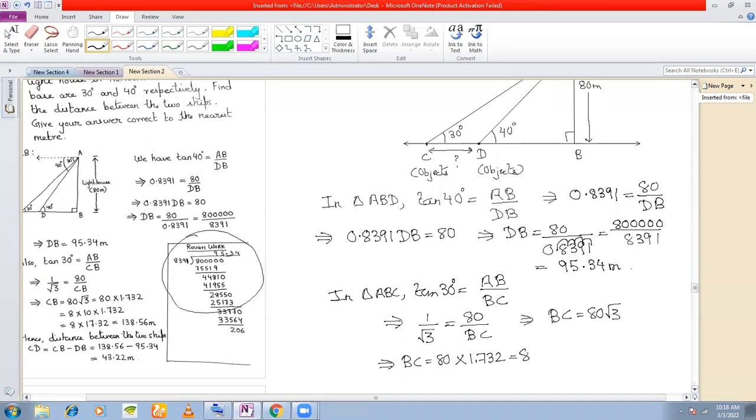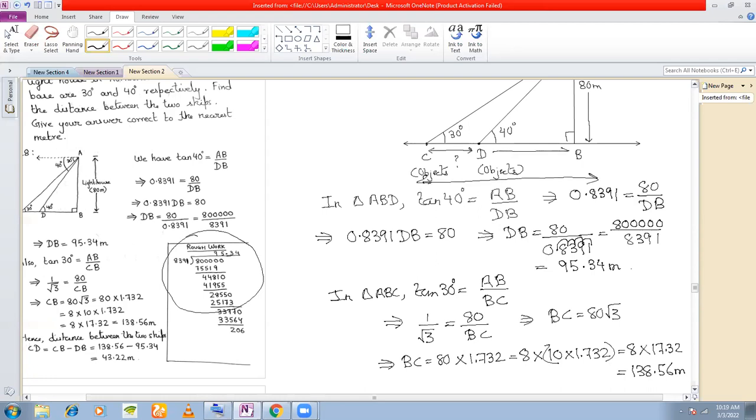And in order to calculate this, you break up 80 as 8 into 10 into 1.732. So now you can multiply these two together to get 8 into 17.32. Okay. So you get 138.56 meters on multiplication. So you have got the length of BC here, right?